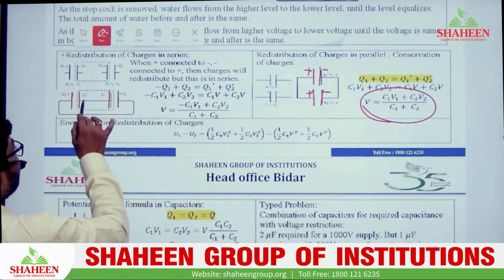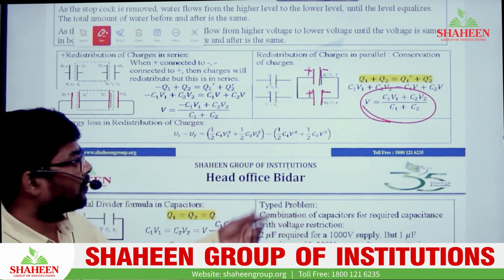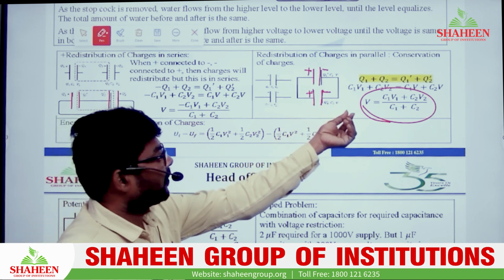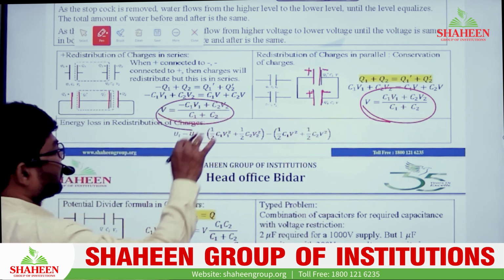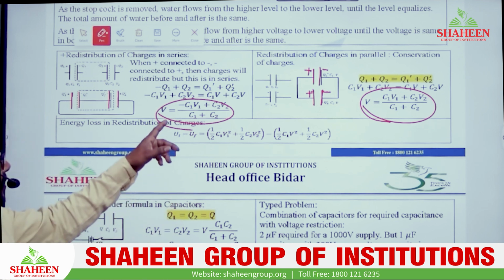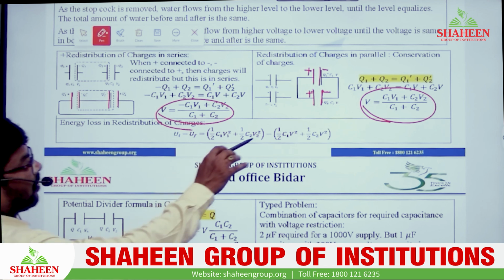If a positive plate is connected to a negative plate, then you will get C1 V1 minus C2 V2 upon C1 plus C2. So this is the common potential.